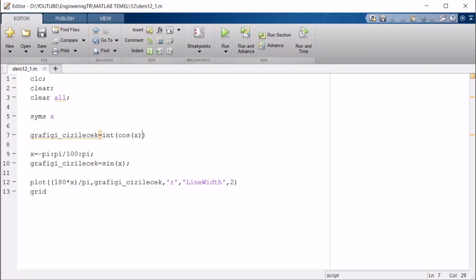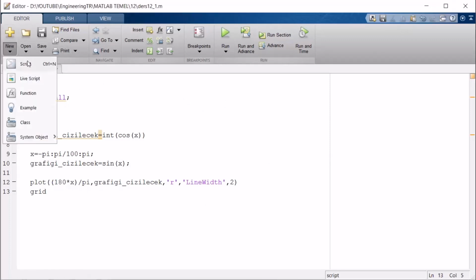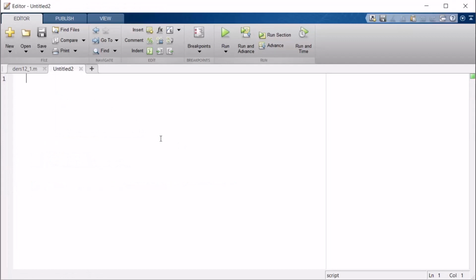We can do something like this. There are a few features about diff. Let's give it. I say it's a new script, guys. Again, I write my classic comments as usual. Since we usually use them for symbolic operations, I define an x like this again, symbolic, syms x.